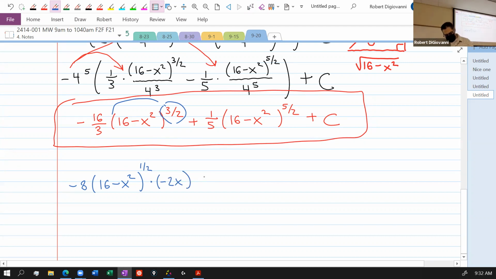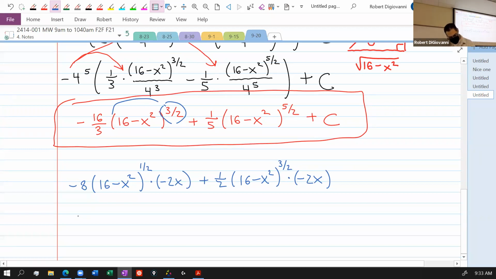Plus, let's see. Now, when we bring the 5/2 out, it hits this, the 5's cancel, we should just get 1/2. Then it'll be 16 minus x squared. We reduce this by 1, so 3/2, and then times the derivative of the inside, which is -2x. That's it, right? That is somehow the original expression.